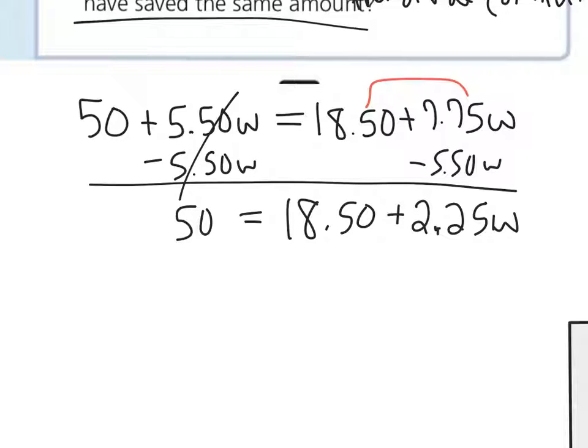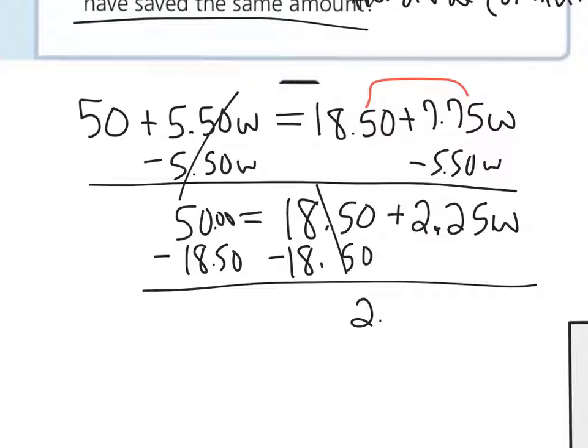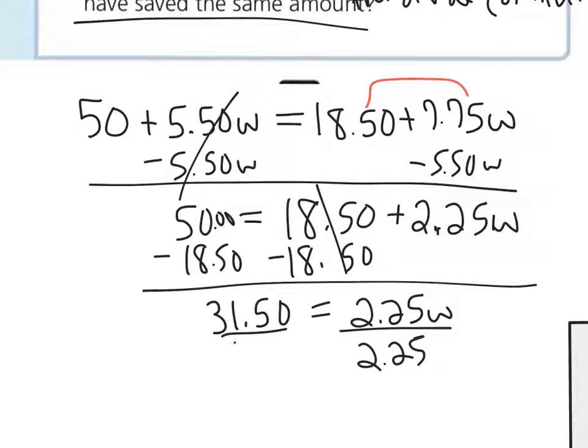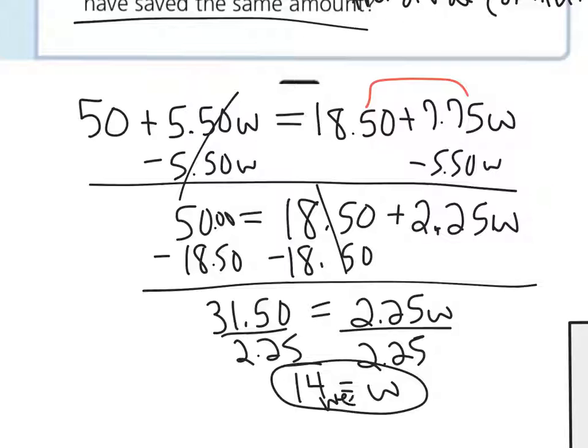And then the variable, we're trying to get by itself. So we want to get our constant on the opposite side. So subtract those, and then they're multiplying, so we divide. And that should come out to 14. So 14 weeks, they would have the same amount at that rate.